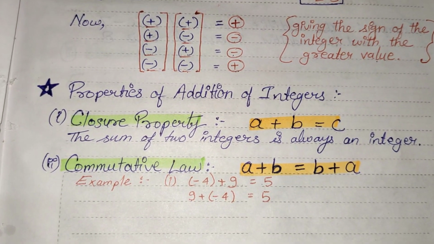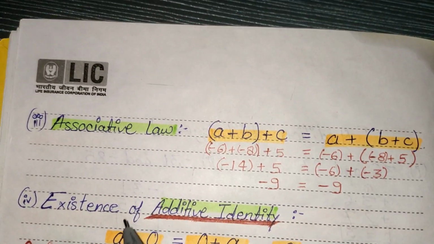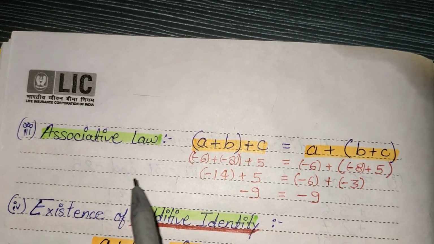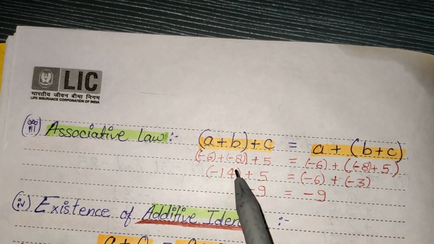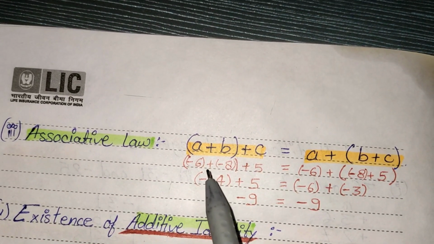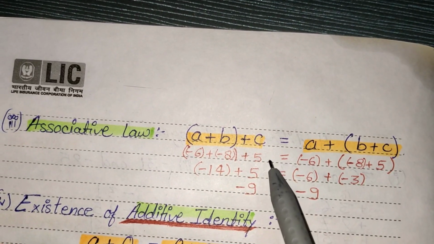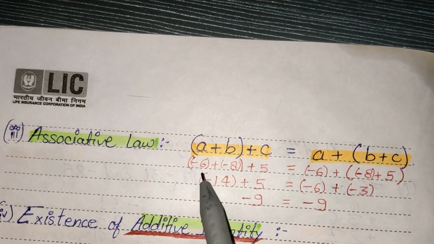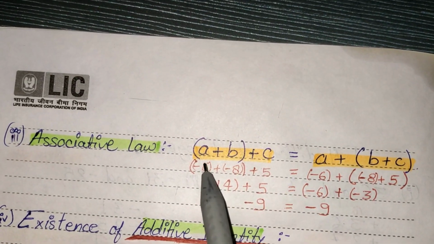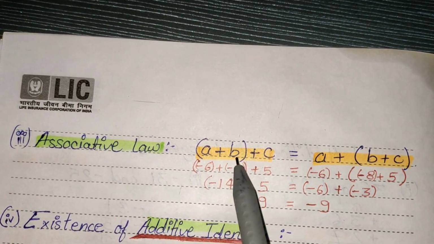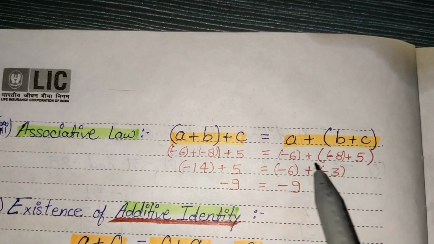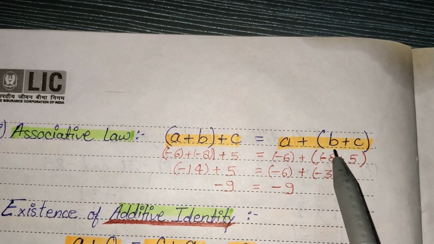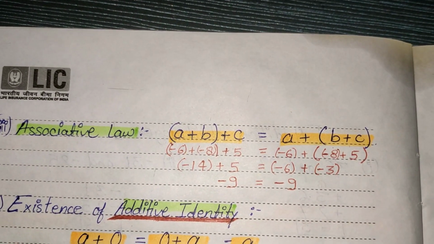Now moving on, the next law. The third law is the associative law. What is the associative law? For any integers a, b, c, in the associative law three integers are there. In the bracket, a plus b, plus c equals a plus, in the bracket, b plus c.